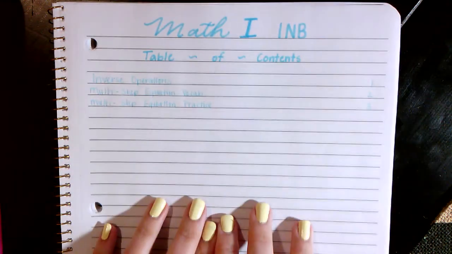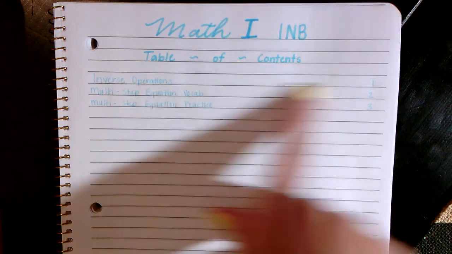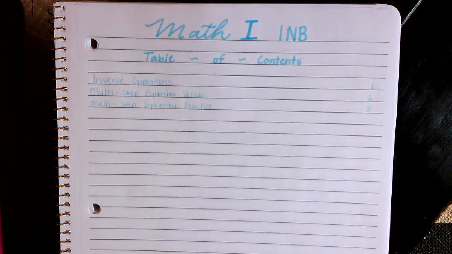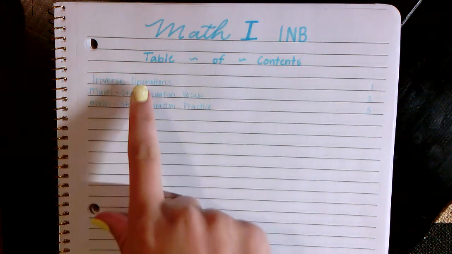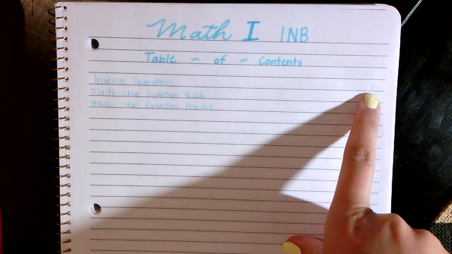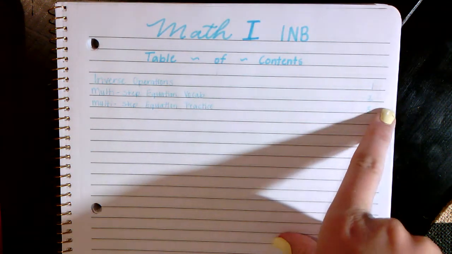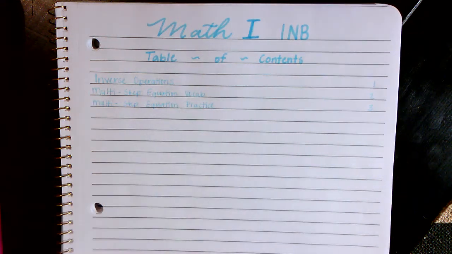But we will have a table of contents that has every page titled and in order. So if you're ever wondering, where was that page we took notes on factoring, you can go back to your table of contents instead of looking through your whole notebook to find it. So today's notes, we're going to have inverse operations as our first page, multi-step equation vocab as our second page, and multi-step equation practice as our 3rd page.